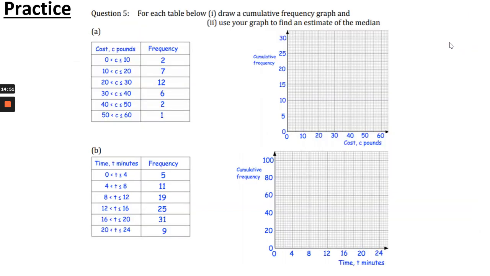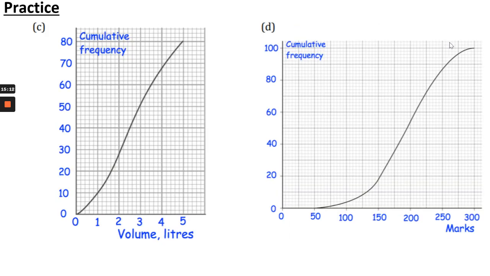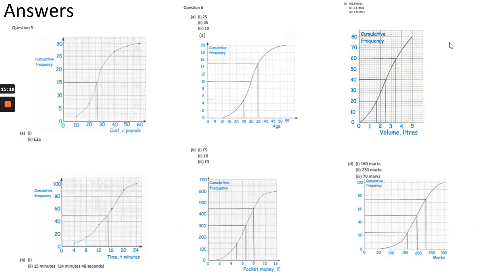Okay, what I'd like you to do is give these questions a go. So there's a couple of questions. If you've got a printer, print them off at home. If not, try your best in the books that you've got. Okay, so for these ones, just work out the median, the interquartile range, and the range. These are the answers.